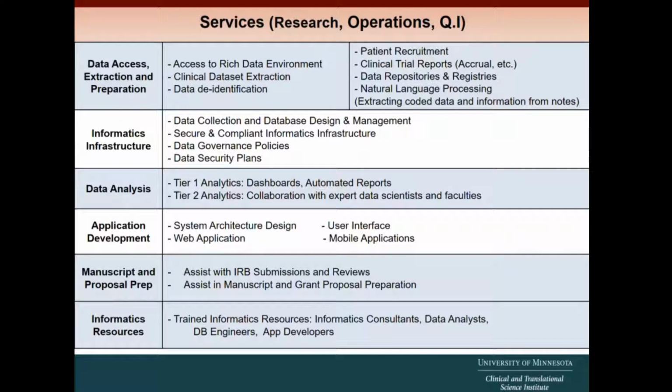Application development: we have developers in our team, and we work closely with the ASCIS folks. Actually, everything here is worked on closely with ASCIS folks. So we build system designs, mobile applications, user interfaces, etc. And then, as I mentioned, manuscript and proposal preparation and informatics resources. We look at ourselves as a kind of hub. We hire resources, we train them, we give them access to the data, and then they are dedicated to your department for your projects.